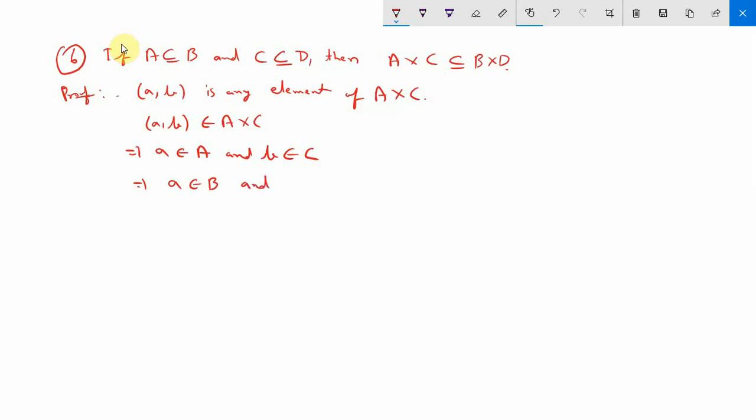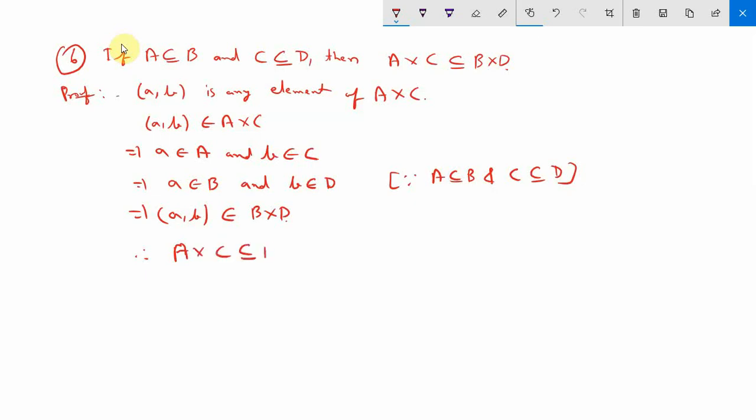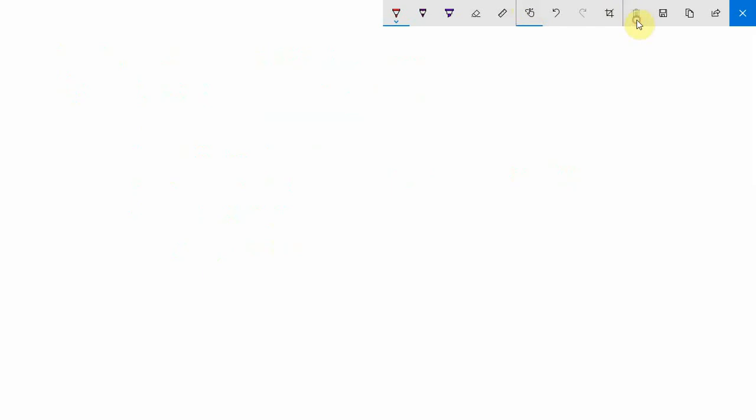Similarly, b is an element of C implies that b is also an element of set D, as C is a subset of D. So we can write (a, b) is an ordered pair, an element of B × D. Therefore, we can write A × C is a subset of B × D. Okay, friends, so let me clean this. Then we will see the next theorem.